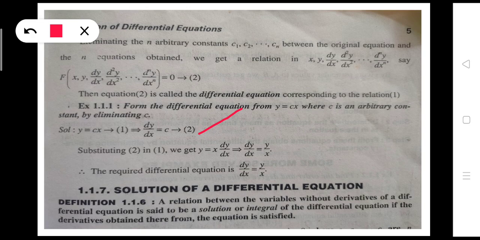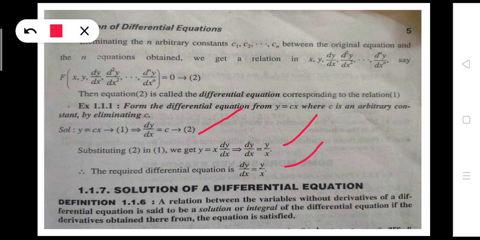y is equal to cx is there, so dy by dx is equal to c. Substituting 2 in 1, we get y is equal to x into dy by dx. This implies dy by dx is equal to y by x only. Therefore, the required differential equation is dy by dx is equal to y by x.